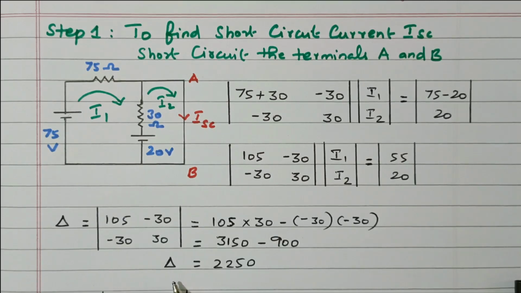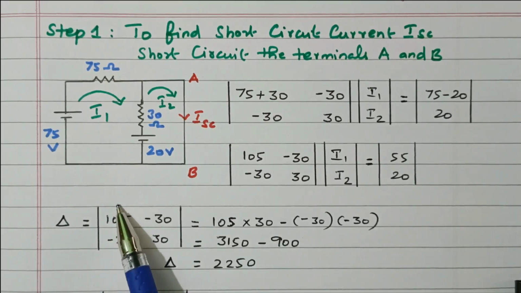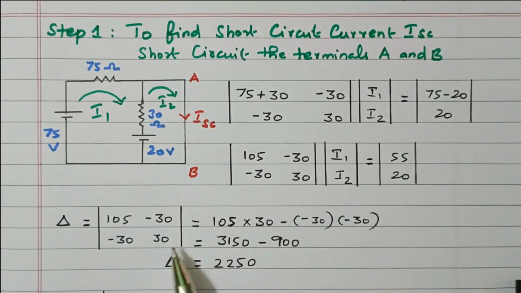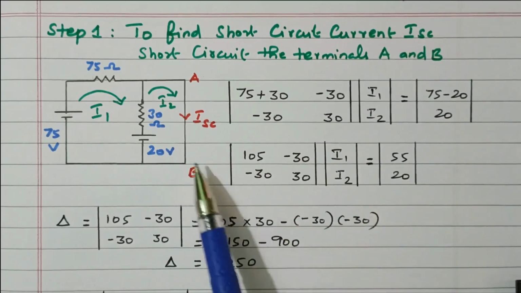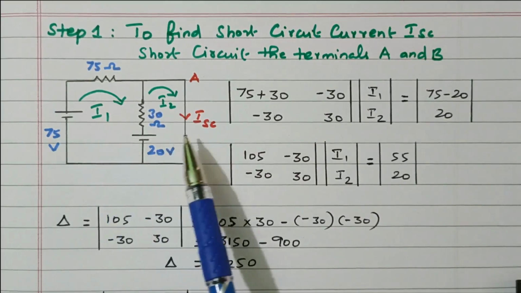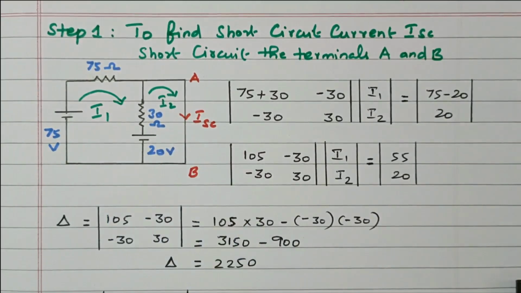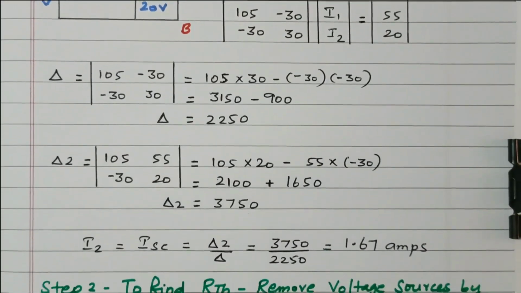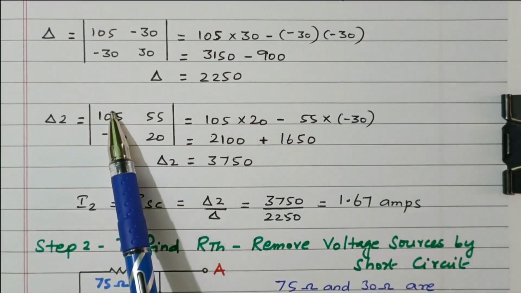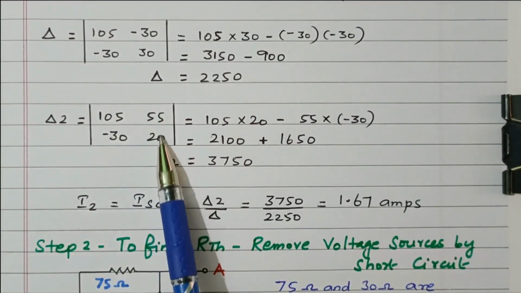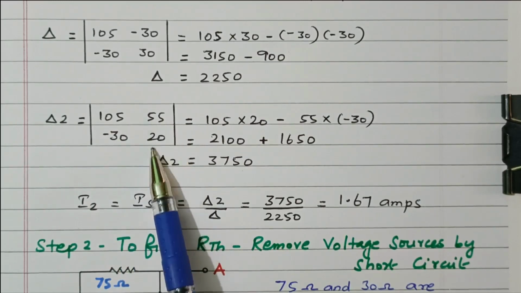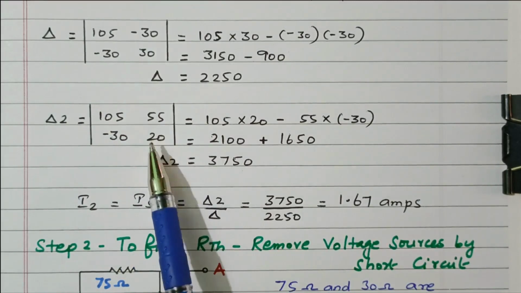Then we go for delta 1 and delta 2. Delta 1 means replace the first column with voltage matrix. Delta 2 is replace the second column with voltage matrix. But here only we need I2 because I2 and ISC both are equal. I1 is not needed. So we need to find only I2 so that we will calculate delta 2 value. Directly we can calculate delta 2 value. No need to go for delta 1. Right? So this is the first column. Second column is replaced by the voltage matrix. 105 minus 30, 55, 20. This is nothing but the second column replaced by the voltage matrix.